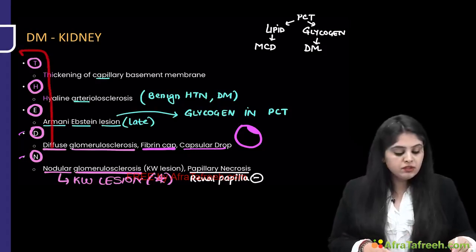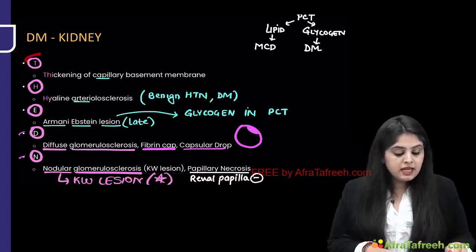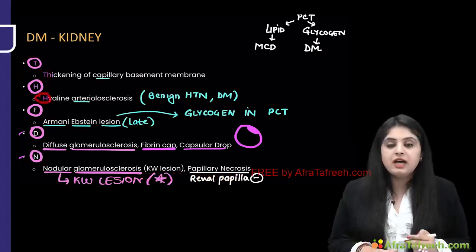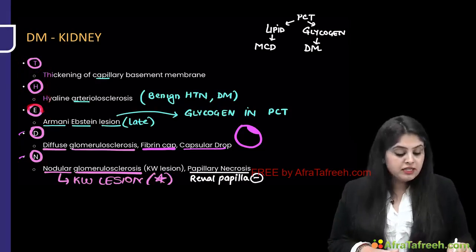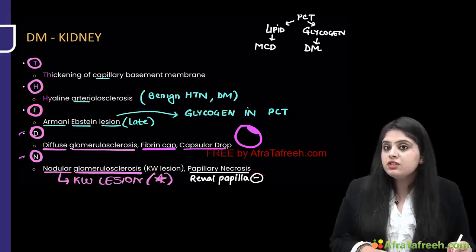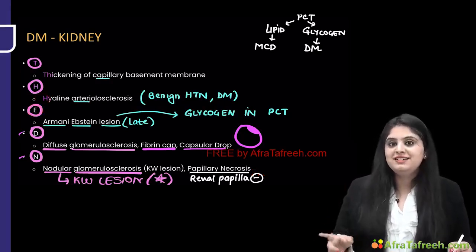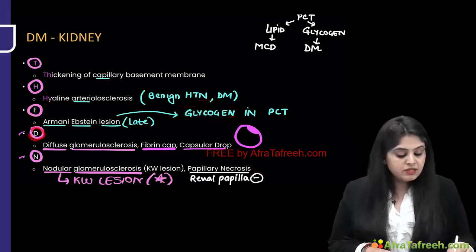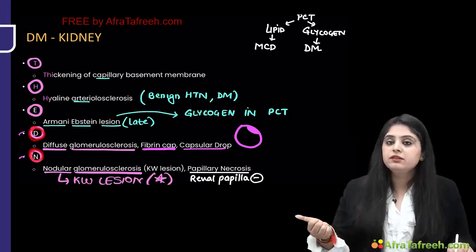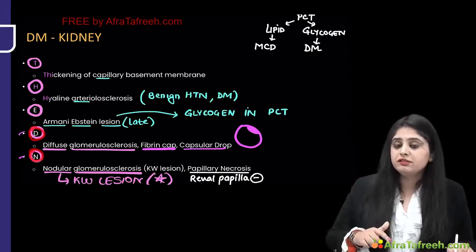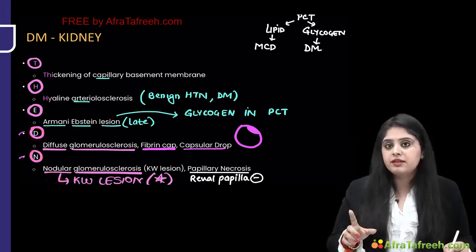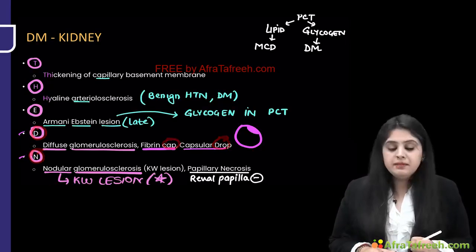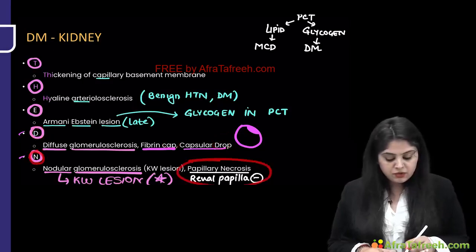So let's repeat. What is diabetic nephropathy? T and H are for blood vessel problems. There is thickening of the basement membrane. There is H for hyaline arteriolosclerosis. E for a late lesion, Epstein lesion, and the branded Armani-Epstein lesion. Glycogen in the PCT. Coming to the next, D and N, diffuse glomerulosclerosis, nodular glomerulosclerosis. Nodular was the KW lesion, most characteristic. Other things with D and N: drop and cap is with D, and N for papillary necrosis.